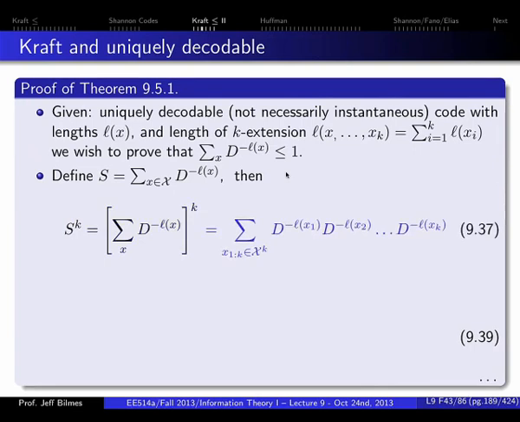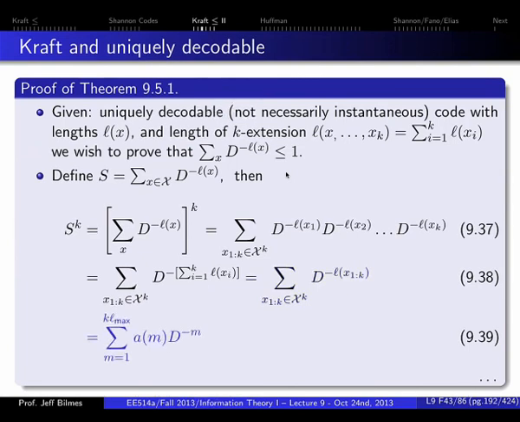When we expand out this polynomial, we're writing the sum in a slightly more explicit form, where we're summing over all possible symbols in the k-extension of the source symbol set. We've got this set of negative powers of D multiplied together. This is polynomial expansion. And we can then put everything inside the same exponent of D to the negative something, and we just sum up the lengths, and that becomes D to the negative length of the code extension, the k-extension in this case.